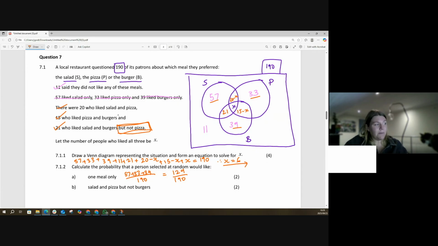Calculate the probability that a person selected would like salad and pizza, but not burgers. So that's salad and pizza, but not burgers. That's this section over here. So we're going to say 20 minus x, so that's going to be 14 out of 190.